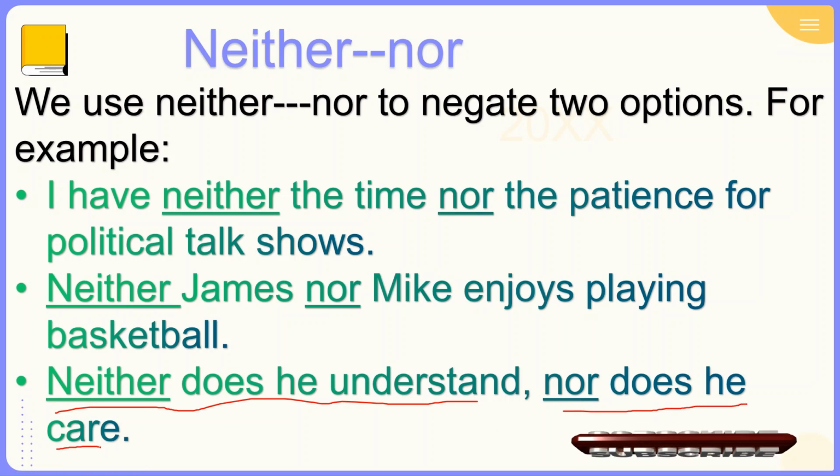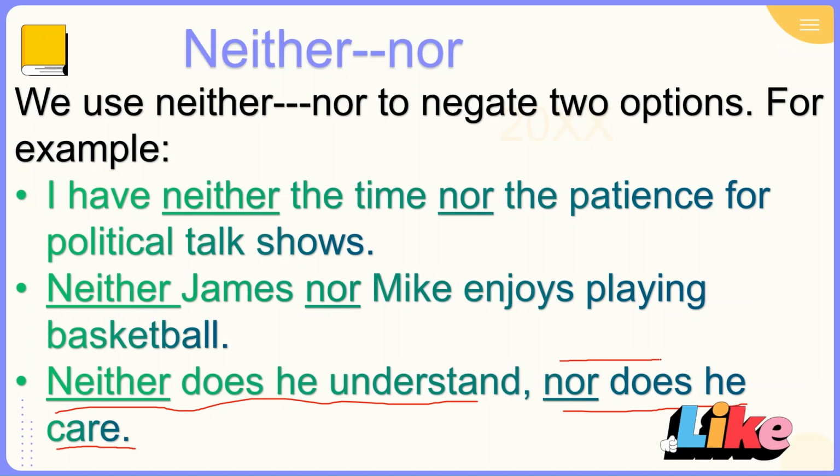So when neither or nor begins two independent clauses, we use negative inversion here, like nor does. Nor does is a negative inversion. So that's what you need to understand in the case of neither and nor: when neither or nor begins two independent clauses, we use negative inversion here. So let's take some other examples.